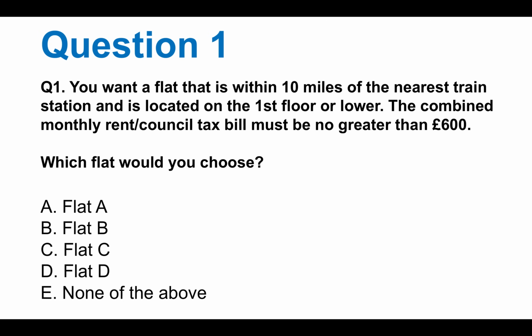It says you want a flat that is within 10 miles of the nearest train station and is located on the first or lower floor. The combined monthly rent or council tax bill must be no greater than £600. Which flat are you going to choose? Now, the best way to go through this kind of question is to take one particular part first of all, and then use a process of elimination to get rid of the flats that are not relevant. So the first part of information we can use is you want a flat that is within 10 miles of the nearest train station.